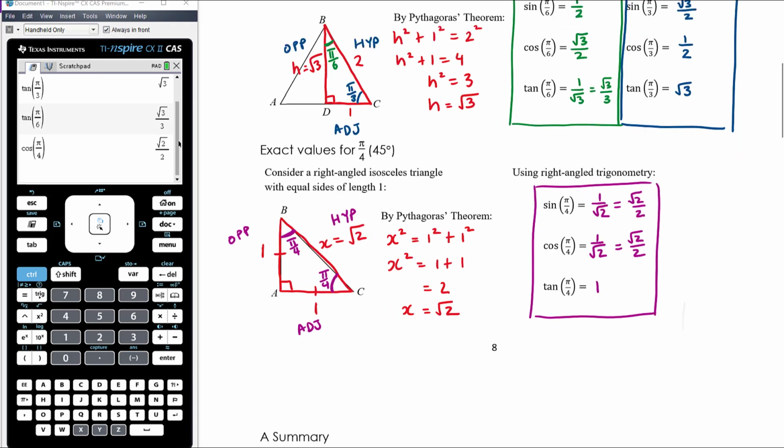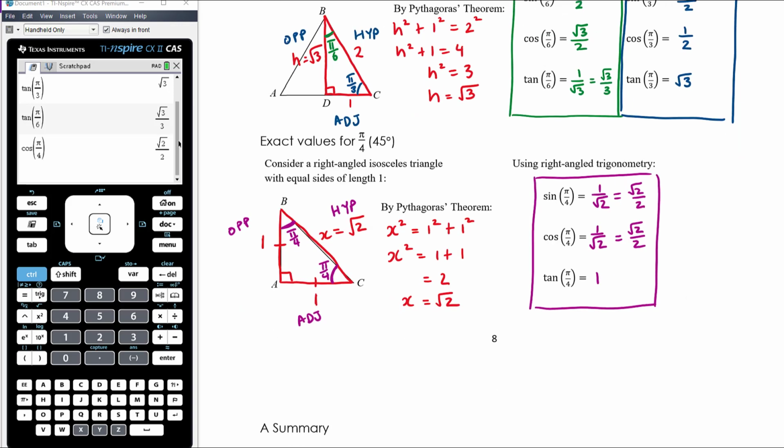So you've got your two special triangles, okay? You've got your half an equilateral triangle, 1, 2, and root 3. That gives you pi on 3 and pi on 6. And you've got your isosceles triangle, 1, 1, and root 2, which gives you pi on 4. And from those two triangles, you can calculate all 9 values, depending on what it is that you need in your question. So my advice is draw the triangles, generate your values when you need them.